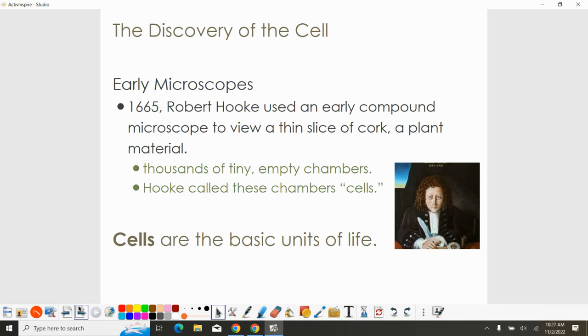He took a thin piece of cork, put it under one of these early microscopes, and what he found were tiny little empty chambers. These little empty chambers reminded him of the little cubicles that monks used to live in. These little cubicles were called cells. So he called these little compartments he saw in the cork cells. Cells will end up being the basic units of life.